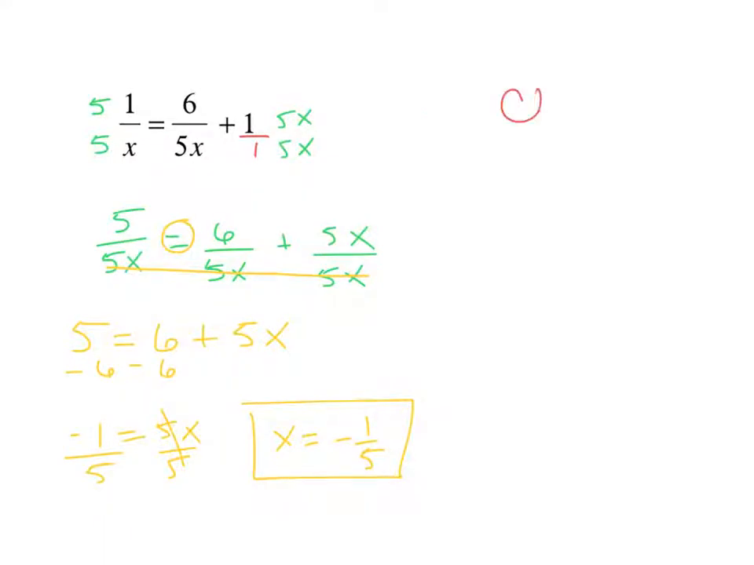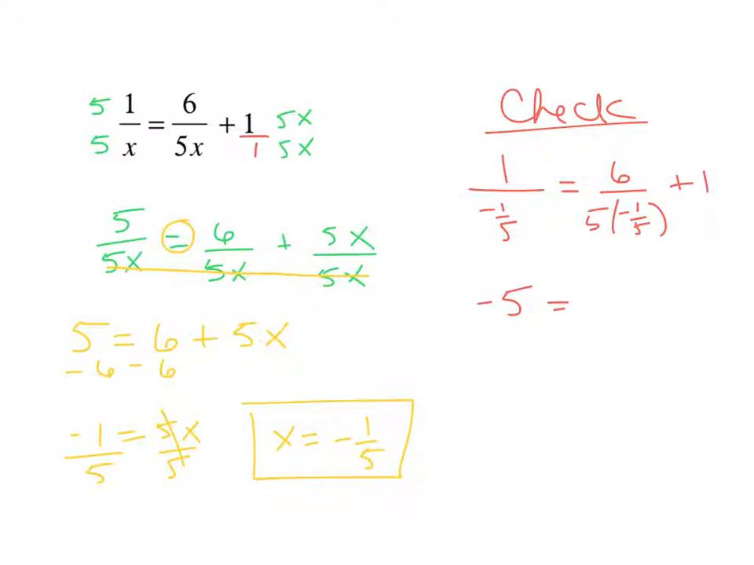I'm going to put in 1 over negative 1/5 equals 6 times 5 times negative 1/5 plus 1. This becomes negative 5 when you keep change flip, and this becomes 6 over negative 1 plus 1. That'll be negative 5 equals negative 6 plus 1, and negative 5 equals negative 5, so that works.